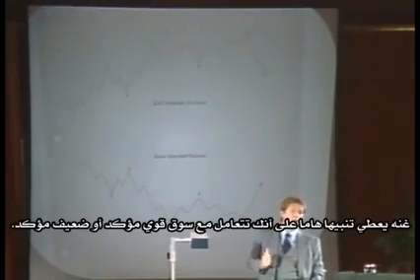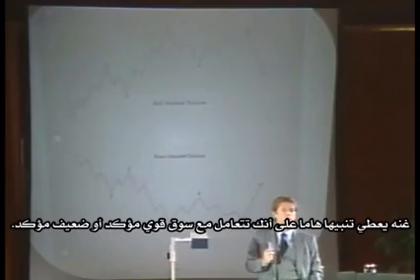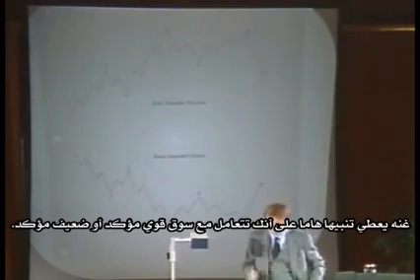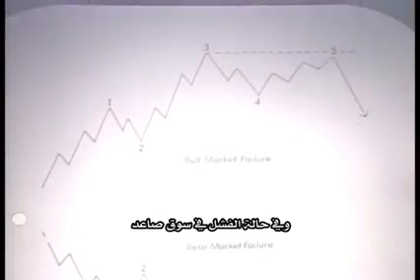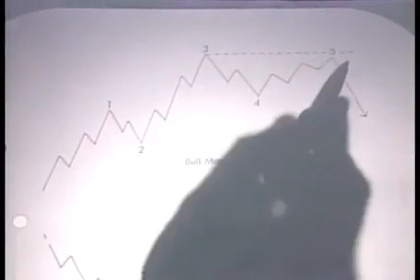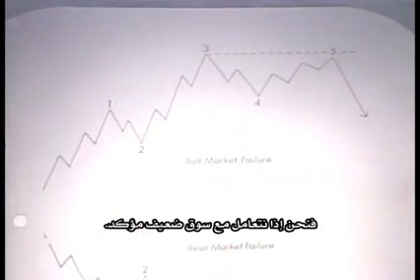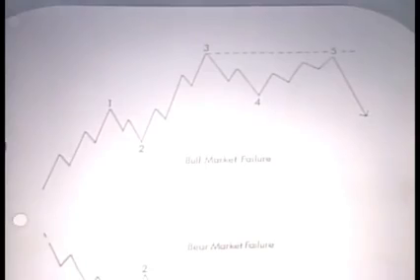Because they give an important warning that you're dealing with a market where there is either underlying strength or underlying weakness. In a case of a bull market failure, when wave 5 fails to exceed the peak of wave 3, we're dealing with a market where there is underlying weakness. In a bear market failure, where wave 5, in this case, fails to take out the end of wave 3, you're dealing with a market where there is underlying strength.